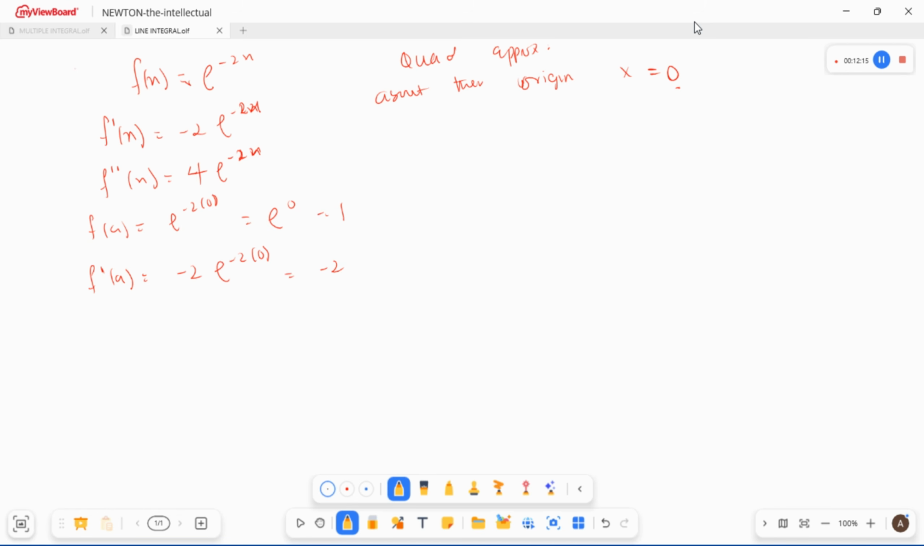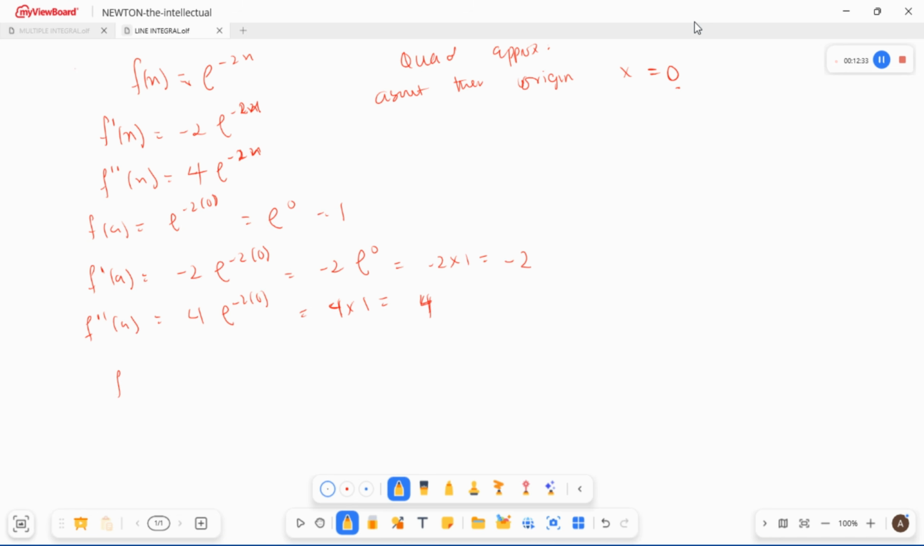So we have minus 2 e to the power of 0, which is going to be equal to minus 2 times 1, which is minus 2. Then the last one, f prime prime of a, which is going to be 4 e to the power of minus 2, 0. That's going to be 4 times 1, which is equal to 4. So now we've gotten our three terms.